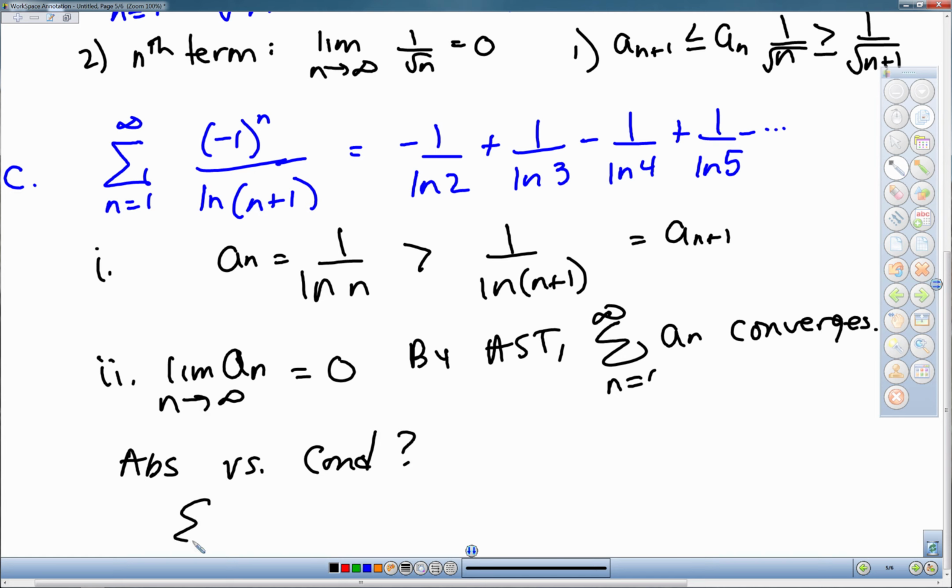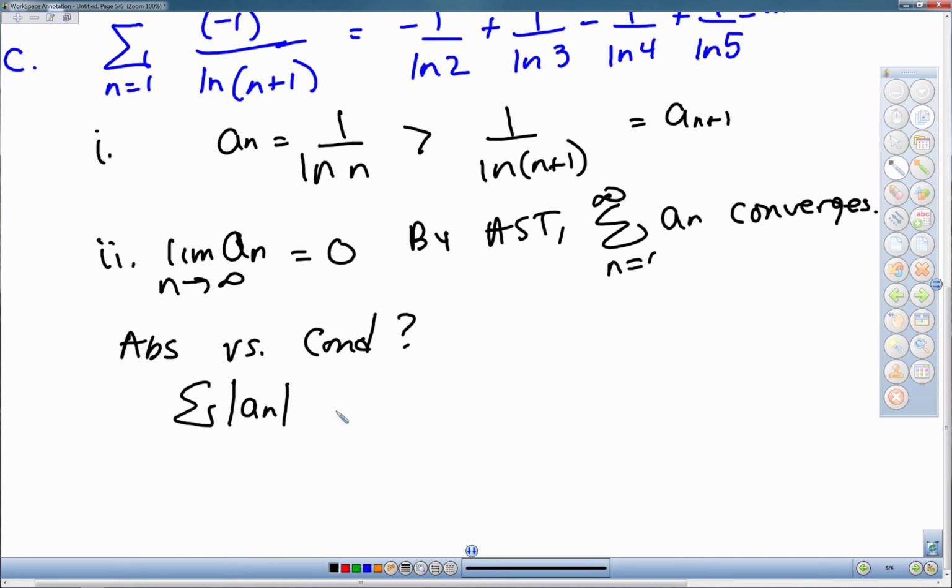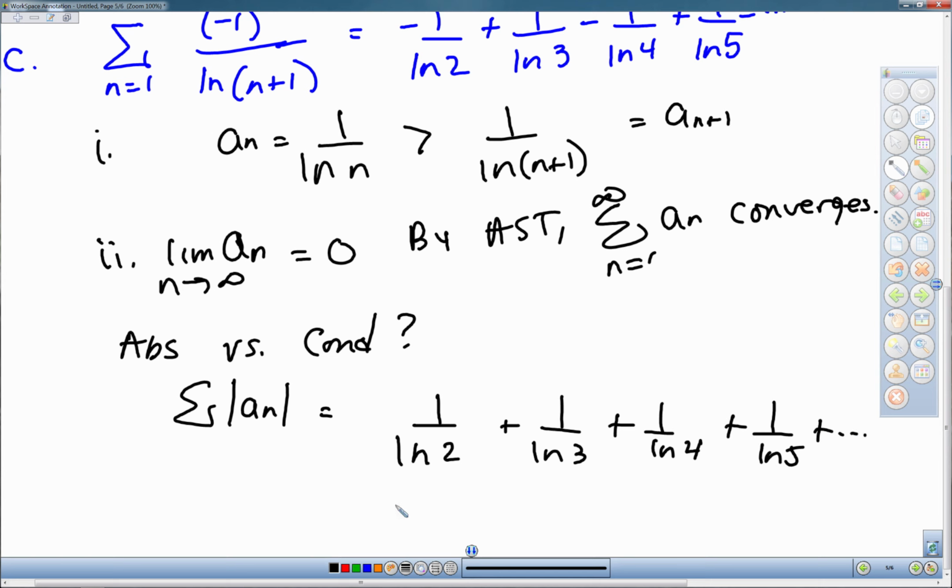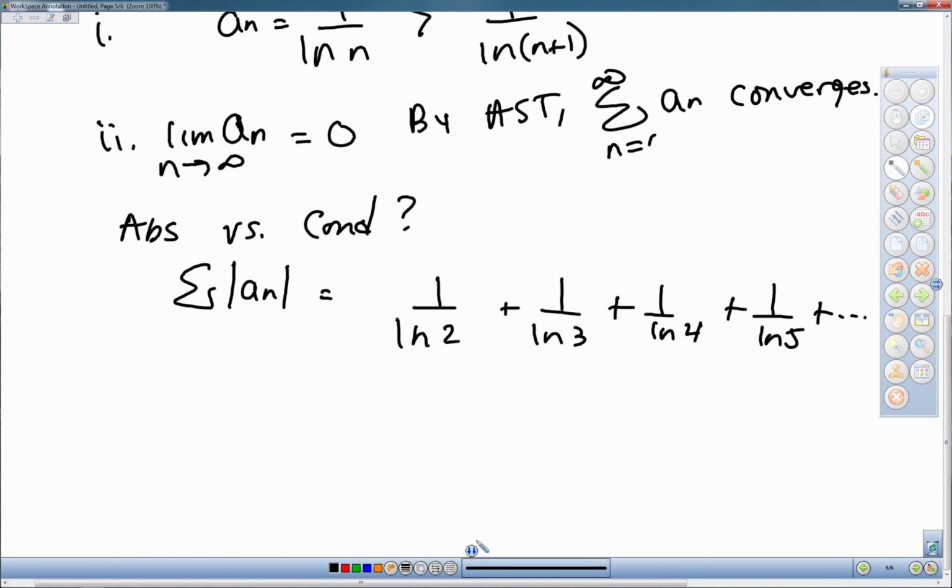what we need to do is figure out how the absolute value of a sub n behaves. And that's going to give us 1 over the natural log of 2 plus 1 over the natural log of 3 plus 1 over the natural log of 4 plus 1 over the natural log of 5, and so on and so forth. We might initially struggle trying to figure out something to compare this to, because on its own we might not be able to determine how this thing behaves. So what can we compare it to?